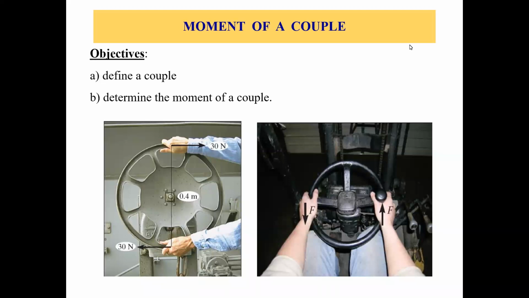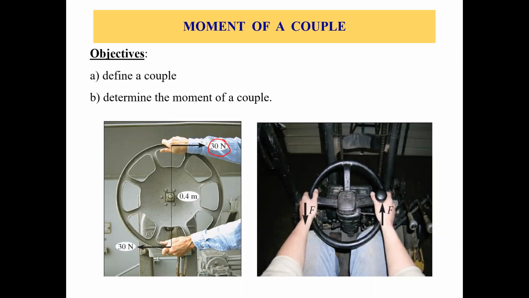What are the objectives of this topic? Define a couple, determine the moment of a couple. So first of all, what is a couple? If you see these two pictures on your screen, the picture on the left side, what is this guy doing with his two hands? He's trying to rotate this wheel. We can find out with the direction of the forces that he's trying to create clockwise rotation in this wheel.